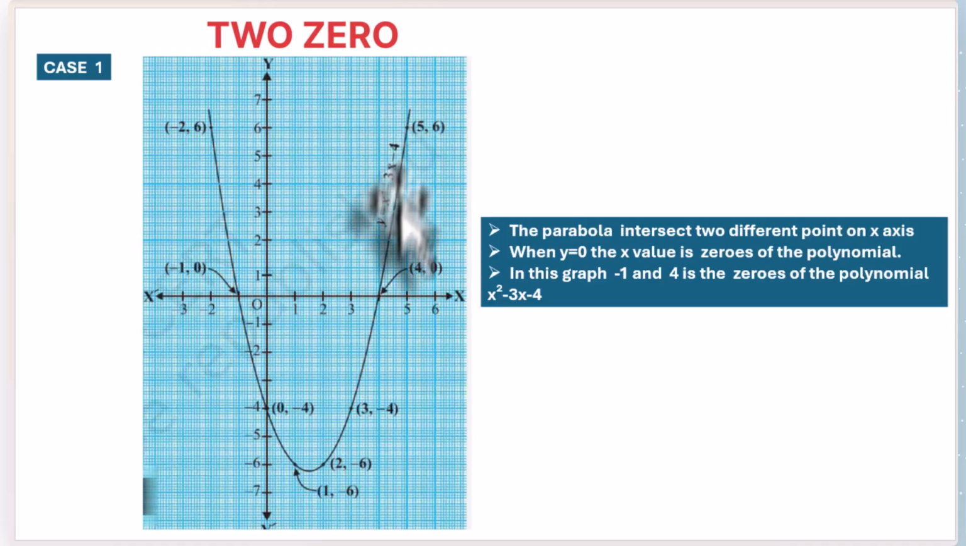First, case 1, two zeros. Two zeros means the parabola intersects the x-axis at 2 points. When y is equal to 0, the x value is the zero of the polynomial. In this graph, where y is equal to 0, the points are 4, 0 and minus 1, 0. So 4 and minus 1 are the zeros of the given polynomial. Minus 1 and 4 are the zeros of the polynomial x square minus 3x minus 4.